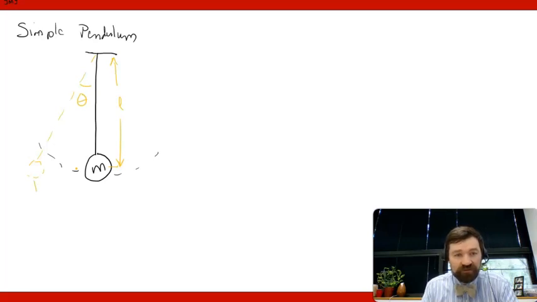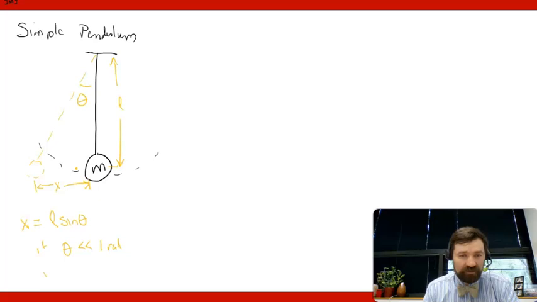For small angular displacements, we can say that this right here represents my displacement x, either way, and it should be apparent that x is equal to L times the sine of theta, and if theta is many times less than 1 radian, then we can say something like x is approximately L times theta. All right, now we might also ask what is the acceleration of this pendulum?